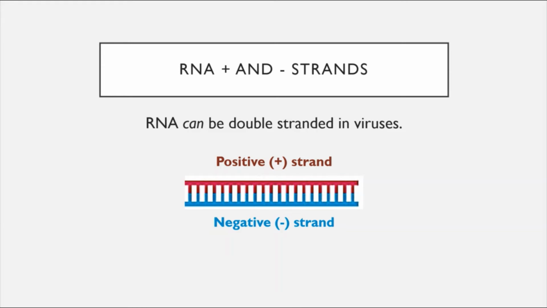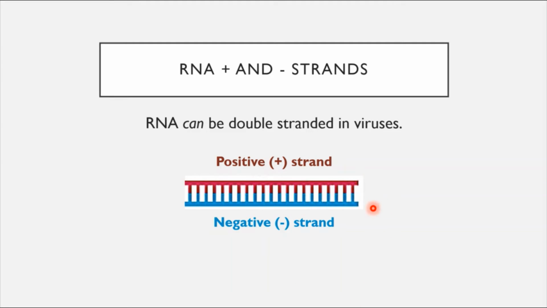So now let's talk about what it means to be single-stranded plus versus single-stranded minus, or double-stranded for that matter, because this is something that might be revolutionary to us at this point. RNA can be double-stranded in viruses. Up until now, you may have learned that RNA is a single-stranded molecule. In viruses, it can be double-stranded. And when it is double-stranded, we have a special designation for one strand versus the other in order to keep them straight from each other. The positive strand is designated with a plus. The negative strand is designated with a minus.